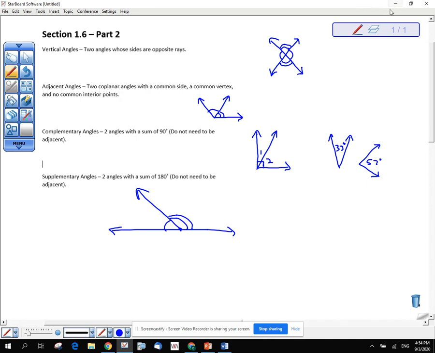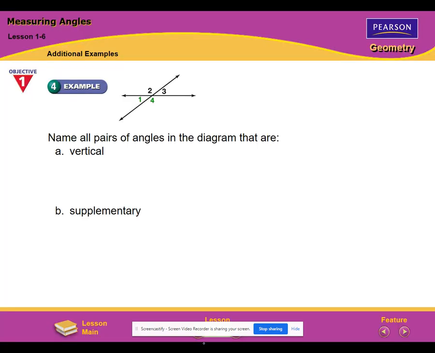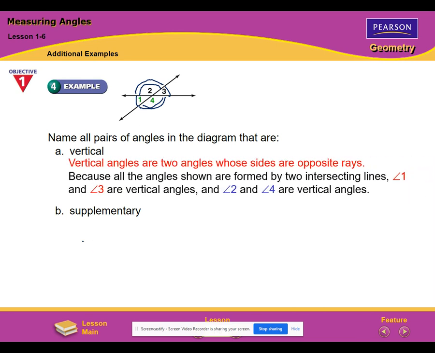Okay, so an example. Name all pairs of angles in the diagram that are vertical angles. So you can see that angle 1 and angle 3 would be vertical angles. You should be able to see that angle 2 and angle 4 would be vertical angles, right? And there you go, angle 1 and angle 3, angle 2 and angle 4.